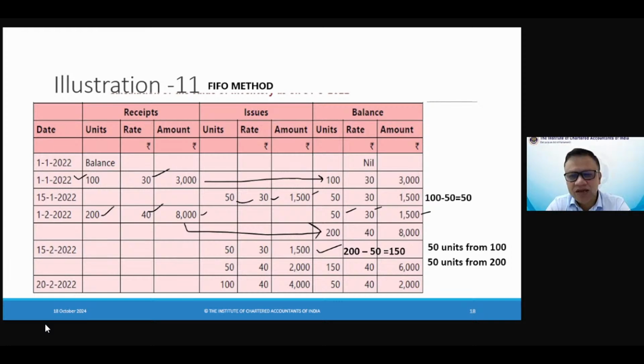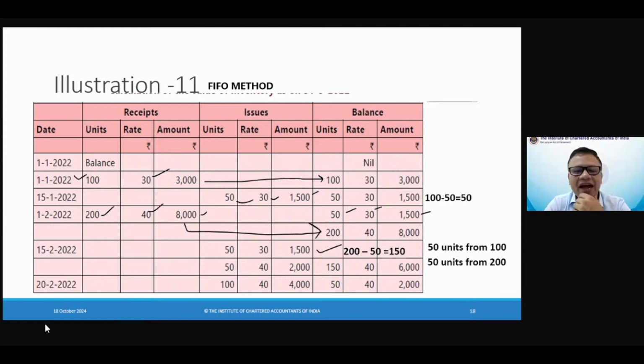Yeah. This all requires practice also. Then on 1st February, you got it at 40 rupees. Right, sir. The inventory now is available at a new price of 40 rupees. So what happened now? Sir, earlier you had 50 units at 30 rupees, and now you added to it new, fresh stock of 200 at 40 rupees, which is 8,000. Correct? Yes, sir. So what is the amount now? 1,500 of previous stock plus 8,000 of fresh stock. Okay.